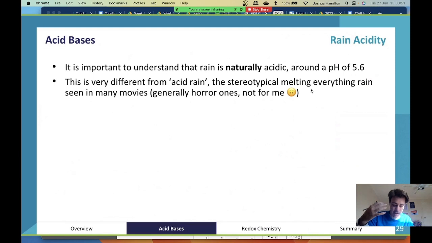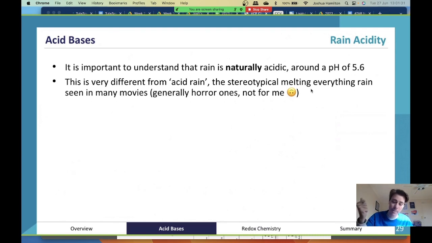So it's important to understand that rain is therefore naturally acidic because there's lots of CO2 in the atmosphere, and therefore the ocean is slightly acidic, and the water that is absorbed by the atmosphere into the clouds further reacts with carbon dioxide in the atmosphere, because we're already in the clouds now, in the atmosphere. This further acidifies our rain, and therefore our rain is actually slightly acidic. It's at about 5.6. This is very different from what we think of as acid rain. So rain is acidic. Acid rain is a different concept.